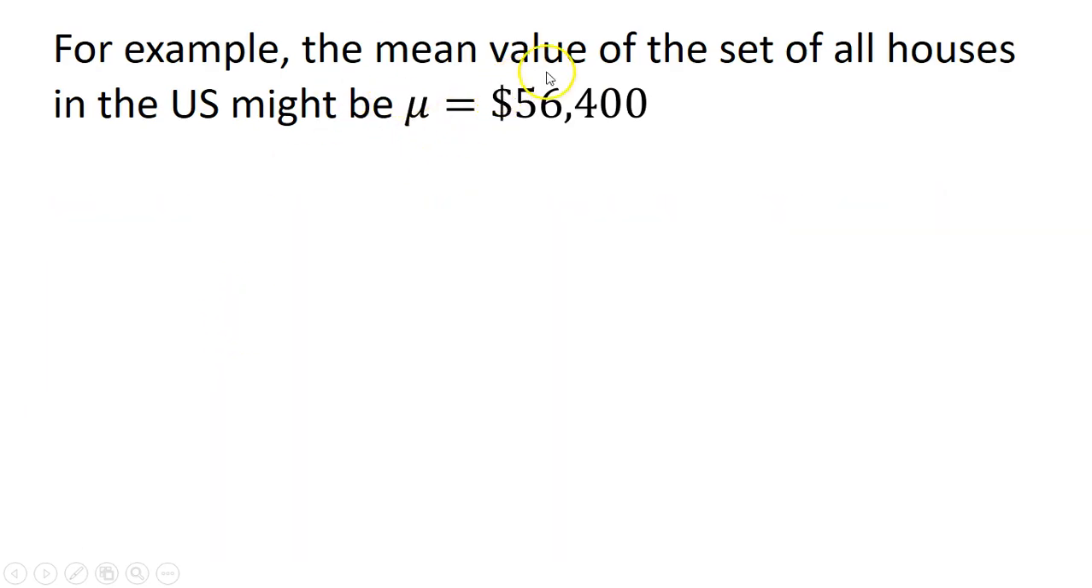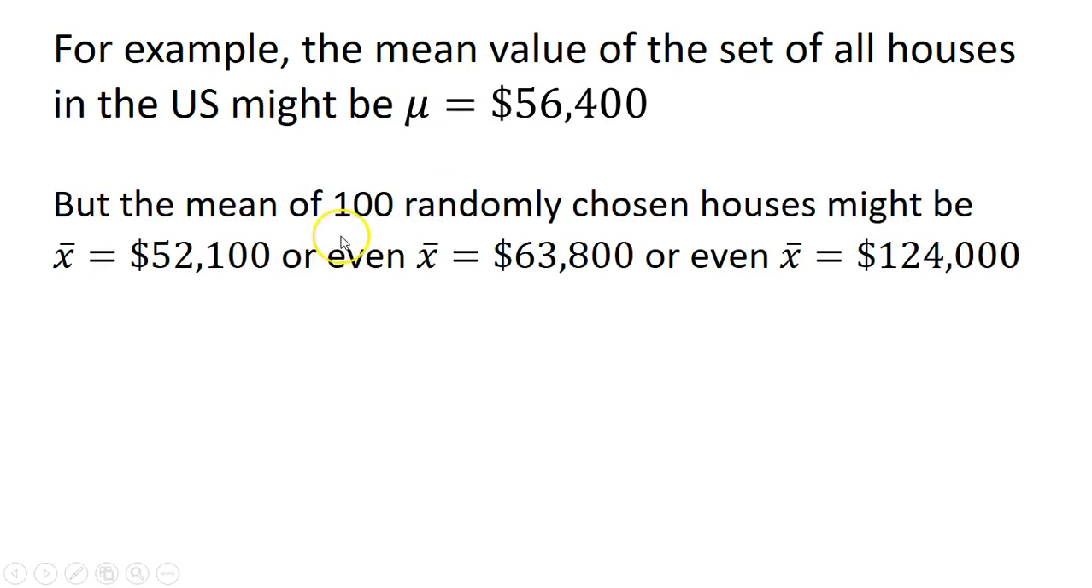So, recapping all this again. For example, the mean value of the set of all houses in the U.S. might be around $56,400. But the mean of 100 randomly chosen houses might be 52,100, or it could be 63,800, or it could be 124,000. The point is, if I randomly chose 100 houses, the mean could be different for all of them, because it's a sample. It depends on the sample that I choose.